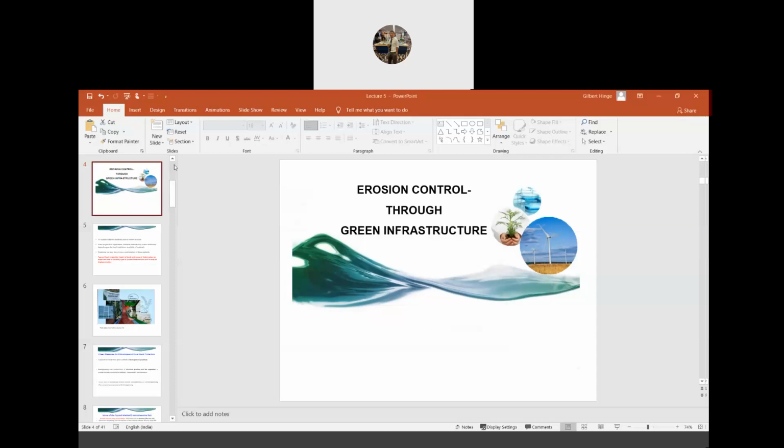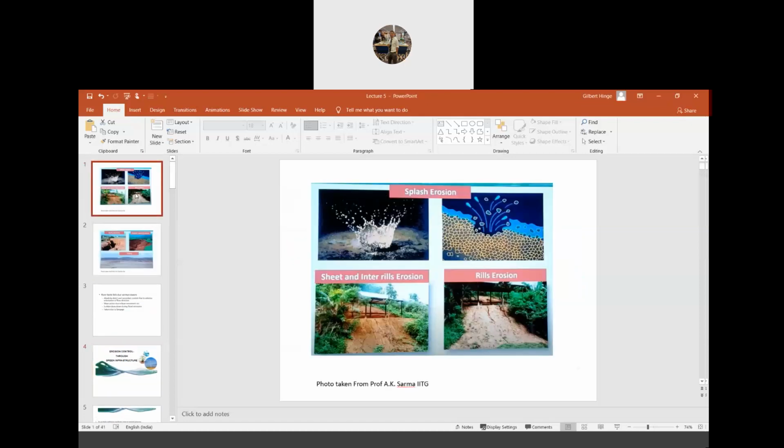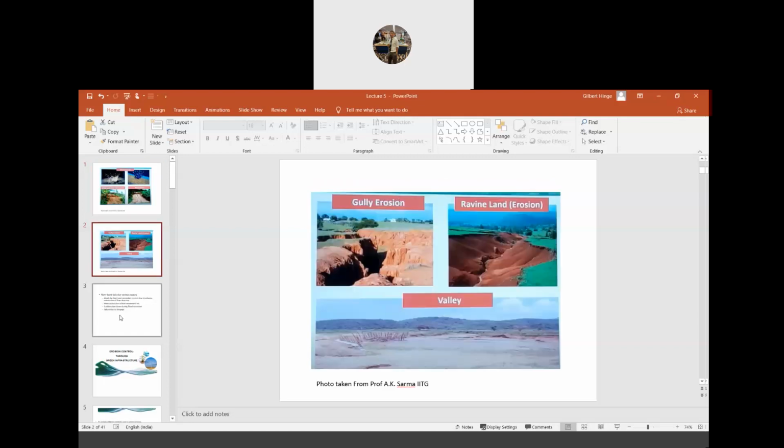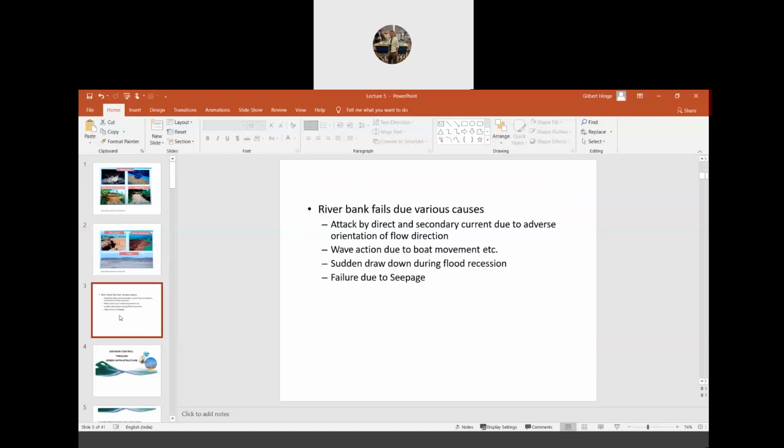Okay, so let me just recap what we have discussed previously. If you recall, we started off with different types of erosion, right? With splash erosion. Then we discussed sheet and rill erosion, then gully erosion. Then various erosion that occurs near the bank of the river, such as the erosion caused by direct and secondary current. Then erosion caused by wave action, then the sudden drawdown during the flood recession, then failure due to seepage. All these things we have discussed.